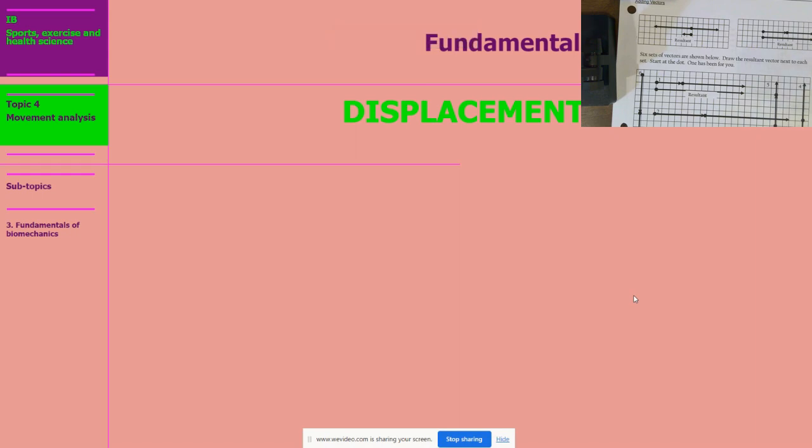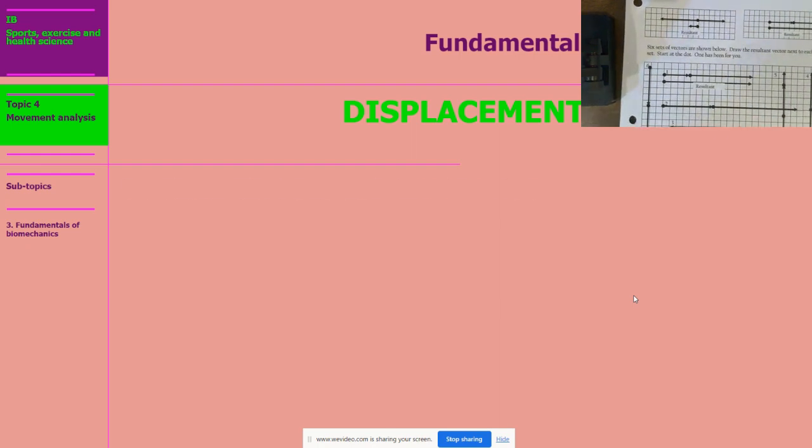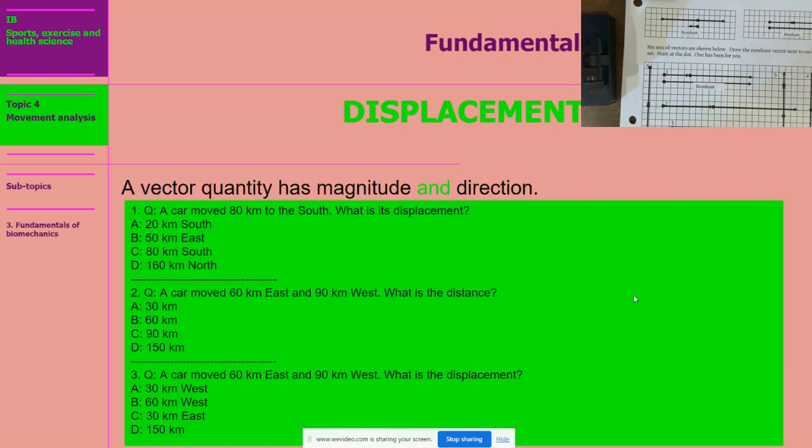Hi, we left off with adding vectors, and you had some practice with your supplemental notes in class. Now we're just getting into some questions that you should be able to answer. Just a reminder, a vector quantity has magnitude and direction. So here's some questions you should be able to answer. I know one of the periods you guys got through these.